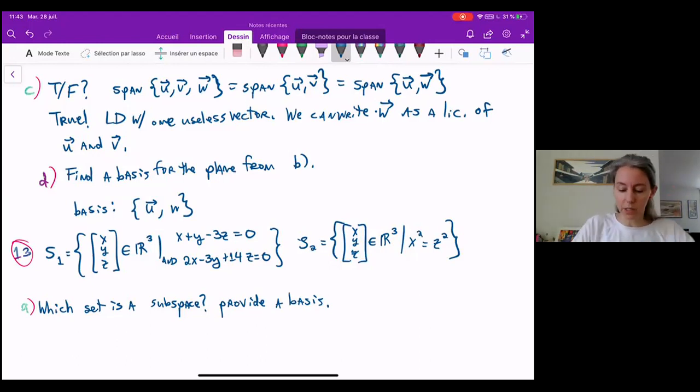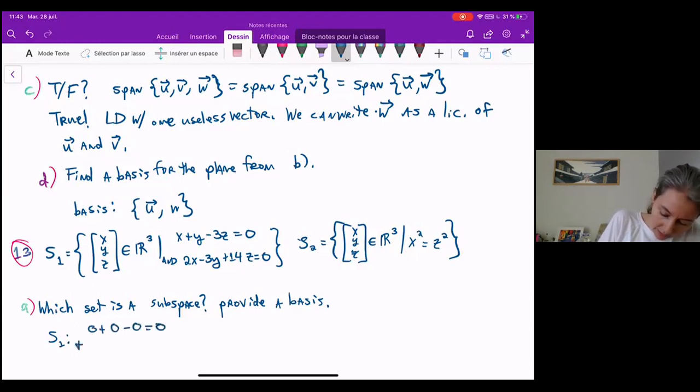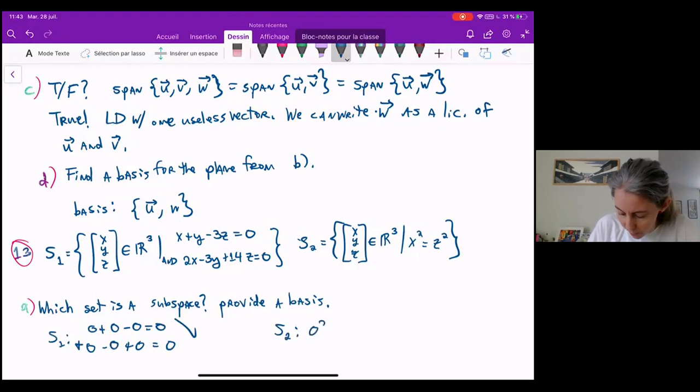Well, let's start off with the 0 vector. So S1, 0 plus 0 minus 0 equals 0, and 0 minus 0 plus 0 equals 0. So it's there. S2, 0 squared is equal to 0 squared. They both contain the 0 vector. So that brings us to the second step. Which one is a linear equation?